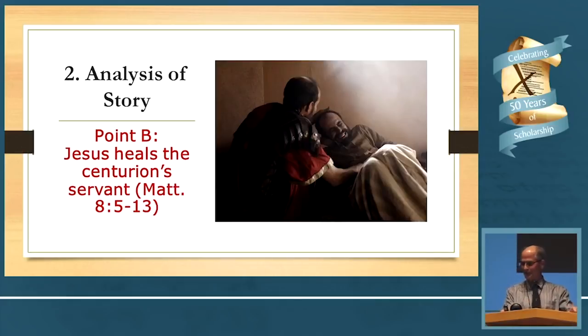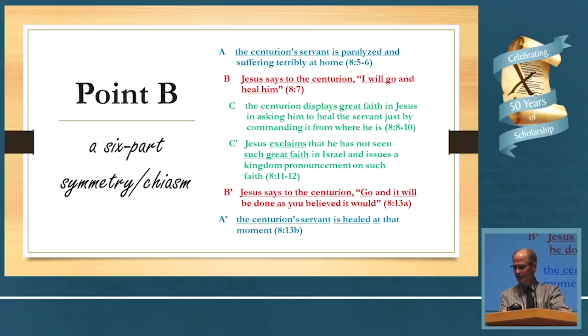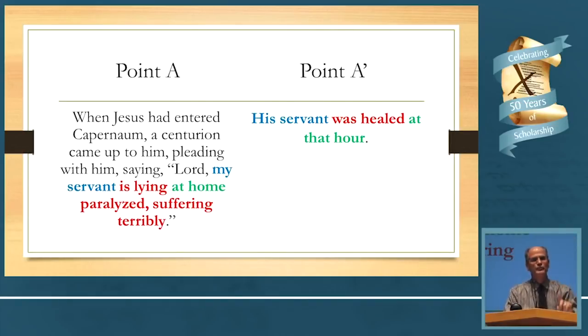And nice picture of the Roman and his servant here. It has a 6-point chiasm. The 2 blues open and close with the physical condition of the servant. The 2 B's have to do with how Jesus is going to do the healing. The 2 C's then are the positions of prominence that we'll talk about. But I've just put it in different color configurations so it helps us to visualize it. Now, you be the reader.